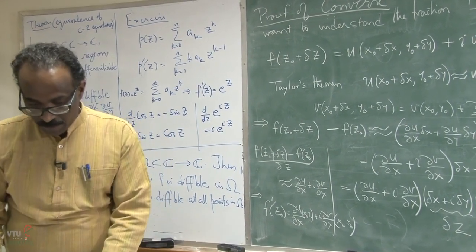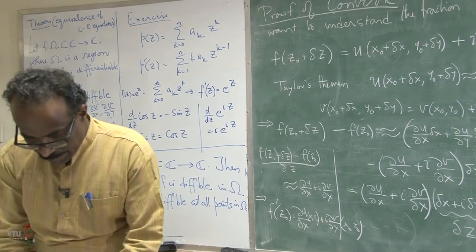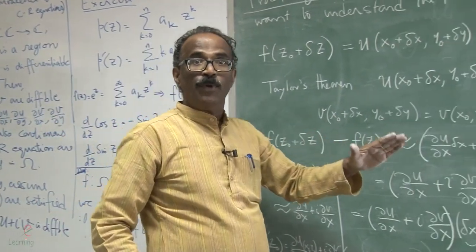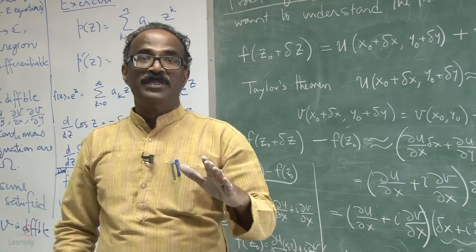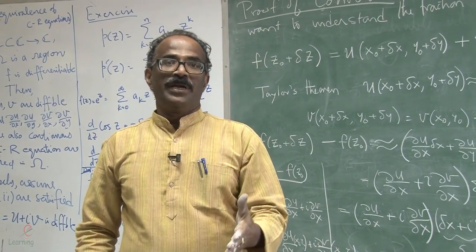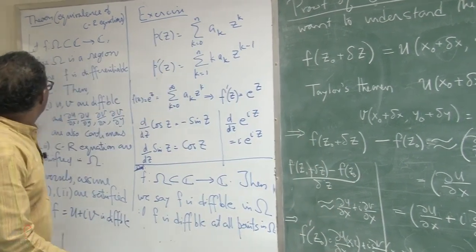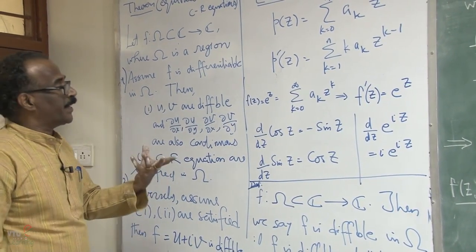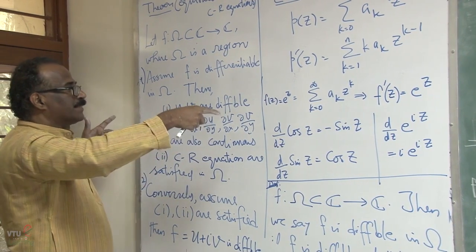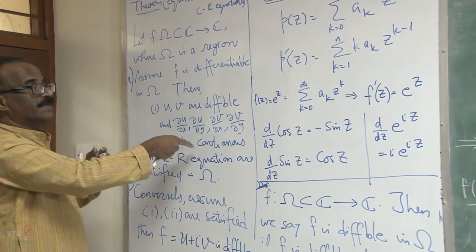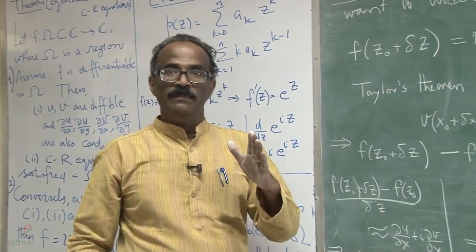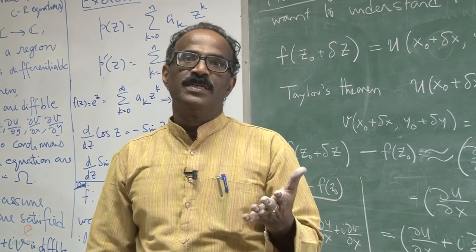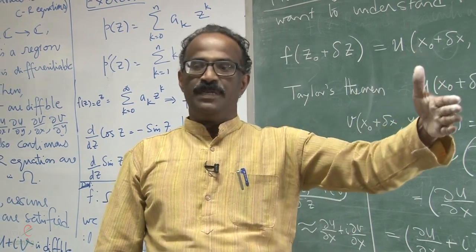Okay. So once again, let me recall the theorem, because this is one of the most important parts of your module 1. The complex differentiable functions and the Cauchy-Riemann equations. So differentiability is equivalent in some sense to the Cauchy-Riemann equations, with extra regularity assumptions. So if a function is differentiable, then the Cauchy-Riemann equations are satisfied, and if the Cauchy-Riemann equations are satisfied and the partial derivatives are continuous, then the function is differentiable.